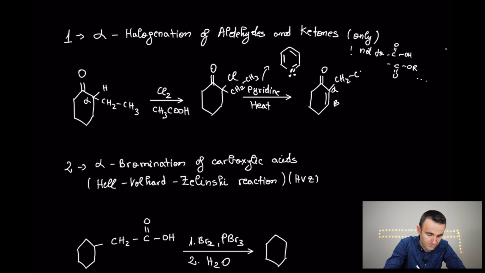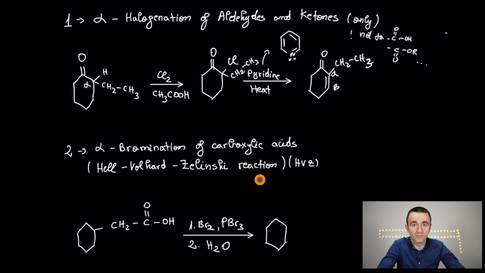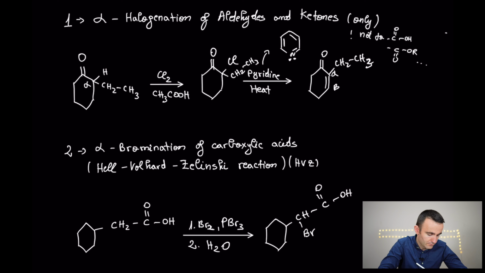Okay, let's move now to alpha-bromination of carboxylic acids. This requires a specific mechanism. It's called the Hell-Volhard-Zelinsky reaction. It requires phosphorus tribromide to happen, but at the end the same product is going to be formed, and again the same thing is going to happen, alpha-substituted halogenation. So, right, this is the alpha position related to this carbon here.